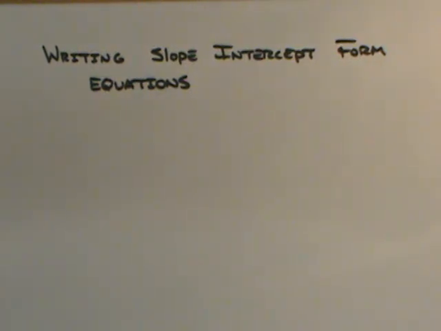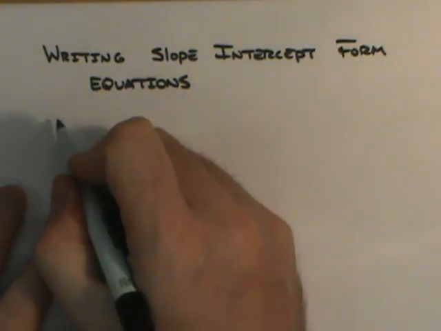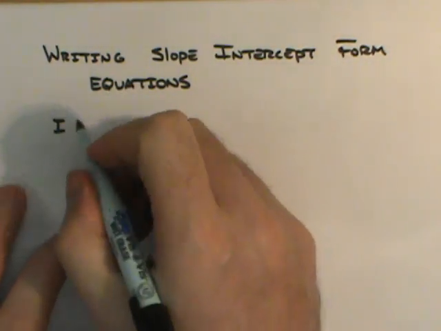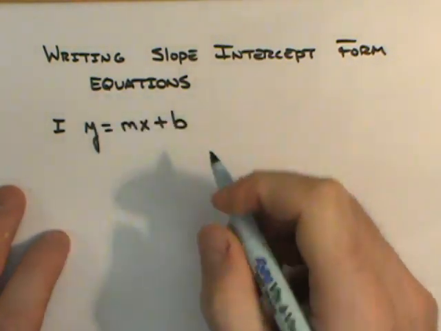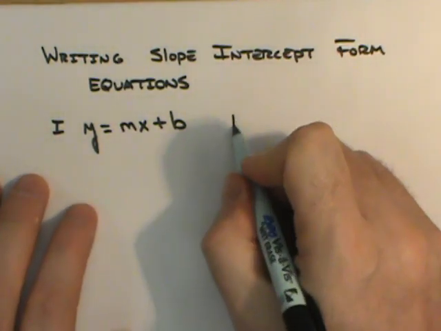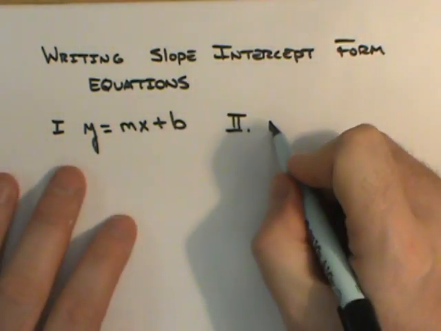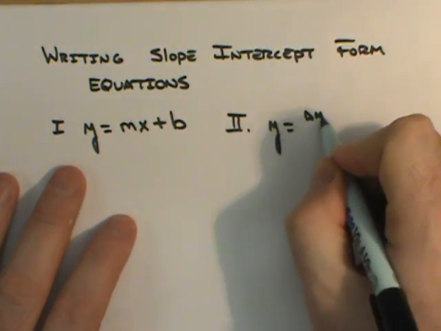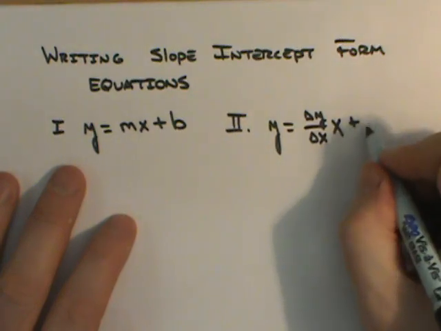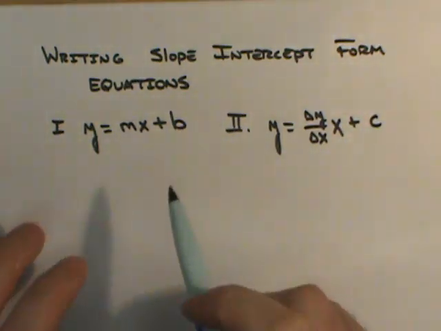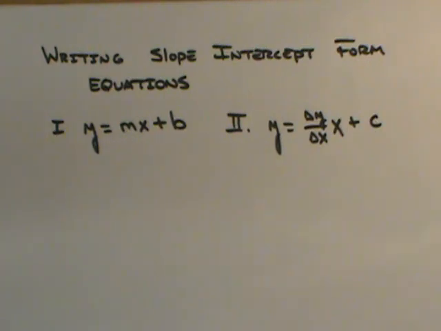So we want to look at writing slope-intercept form equations. Most of you have probably seen at one point or another y equals mx plus b. I like to use an alternate form to this. I call it y equals delta y over delta x times x plus, you can call it b or c, it doesn't really matter, c. And the big thing that I want everybody to understand is when you look at a slope-intercept form equation, you get two pieces of information.